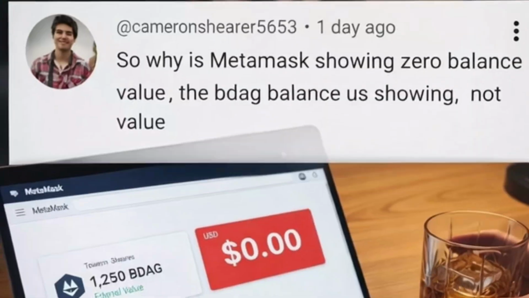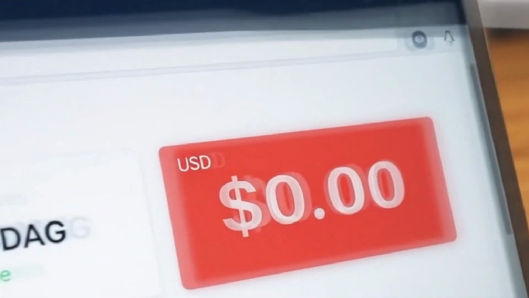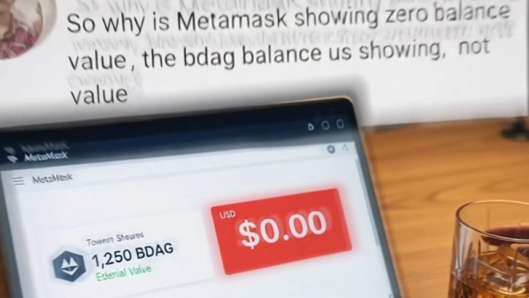So, if you're seeing zeros, take a deep breath. Check your token count and trust the process.